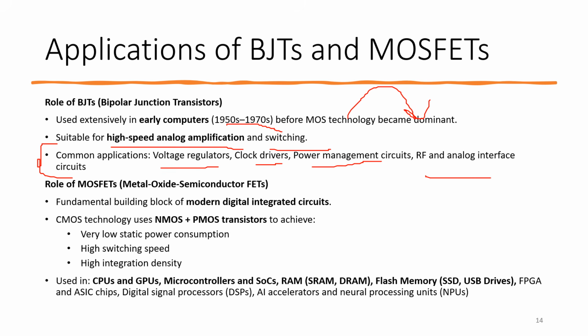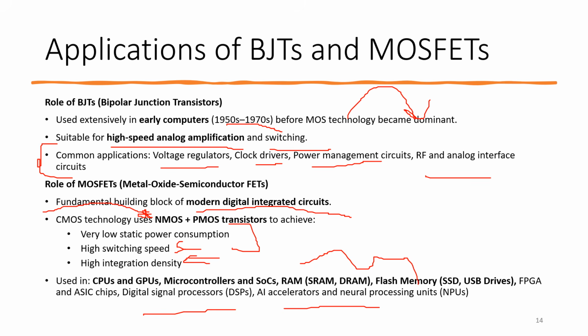This is followed by the MOSFET, which we use as the building block of modern digital ICs. We have CMOS technology, which uses NMOS and PMOS, and in terms of power consumption, it uses very low static power. They have high switching speed and high integration density. So it is used in CPUs and GPUs, microcontrollers and silicon chips. In memory also we use them, as well as FPGA and ASIC chips, digital signal processors, AI accelerators and neural processing units. So if you see, we use transistors a lot.